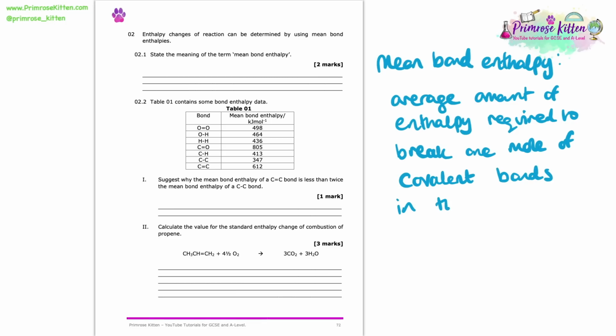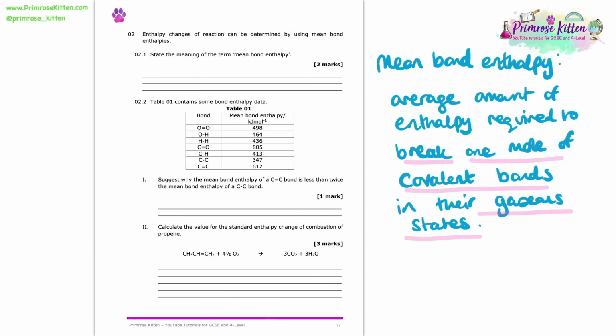Now, there's a couple of really important elements to that definition. It's very important that you know that we're talking about breaking 1 mole in particular of covalent bonds. And it's also very important that you know that these have to be in their gaseous state. So we can't have liquids or solids or anything. We have to be looking at bonds that are currently in their gaseous state. So those are the key words in that definition that we do not want to miss out.